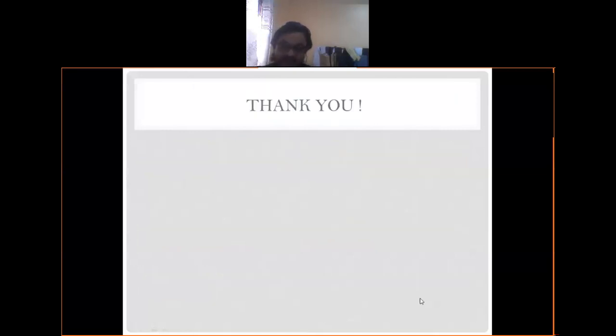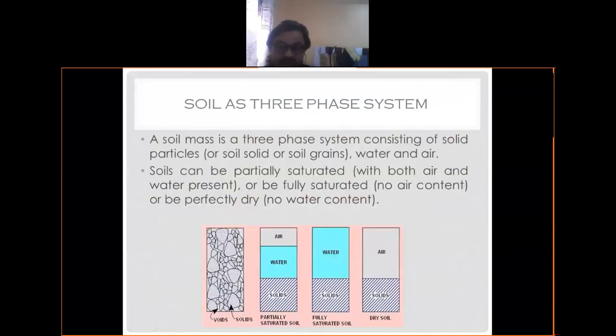Fine. So till now we have discussed the phase diagram of soil. In nature, soil may be in a three-phase system, maybe a two-phase system. This diagram is a two-phase system, because the voids are filled with water only, as well as this diagram also. This dry soil also is a two-phase system because it contains solid and air only. Only partially saturated soil is considered a three-phase system because it contains solid, water, and also air.